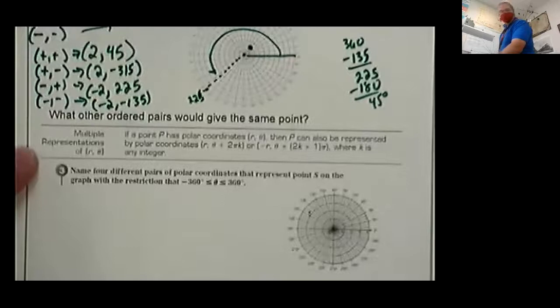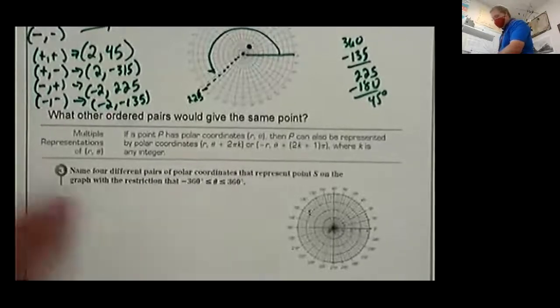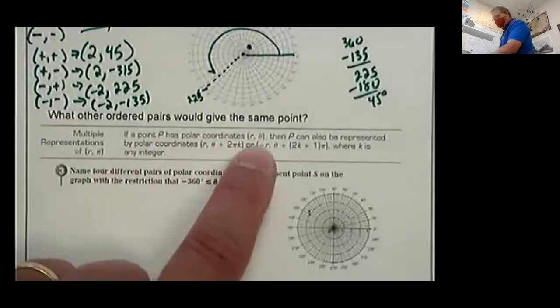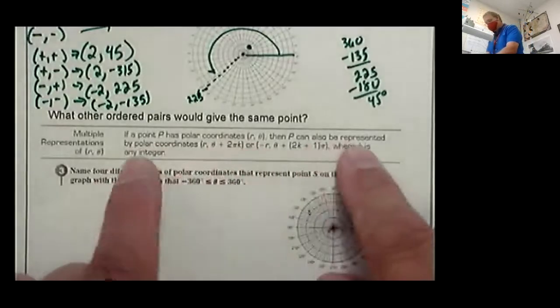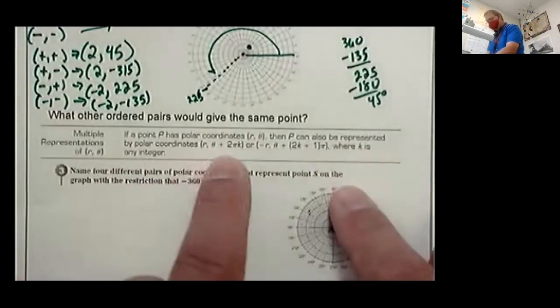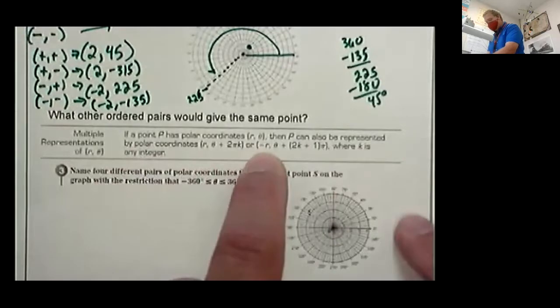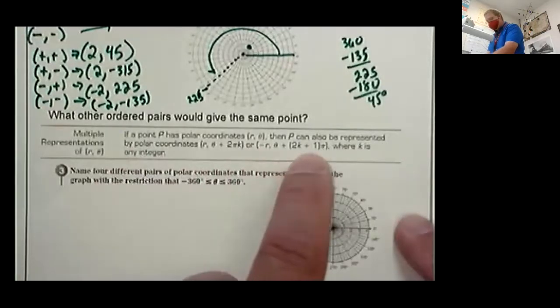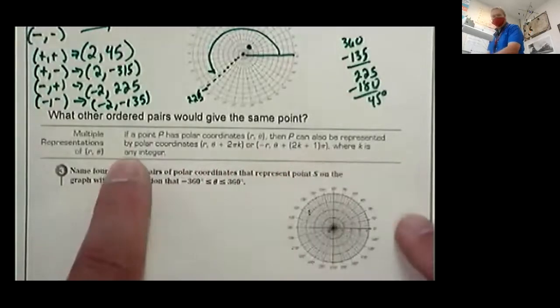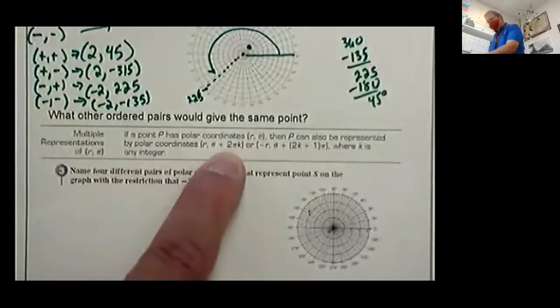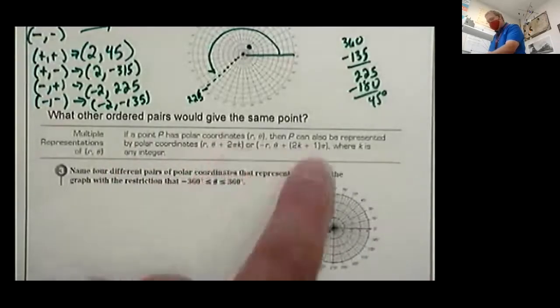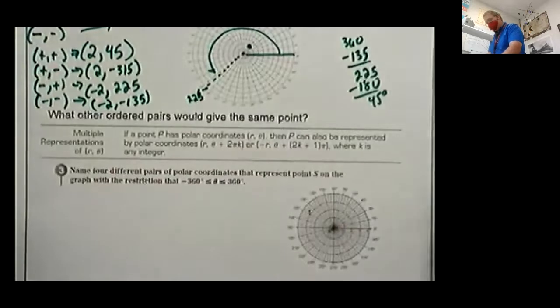So here's our notes on that. Multiple representations of r and theta. If any point P has polar coordinates (r, theta), P can also be represented by polar coordinates (r, theta + 2πk), or (-r, theta + (2k+1)π), where k is any integer. So we're just going up by integer 180 degrees each time, or pi each time.